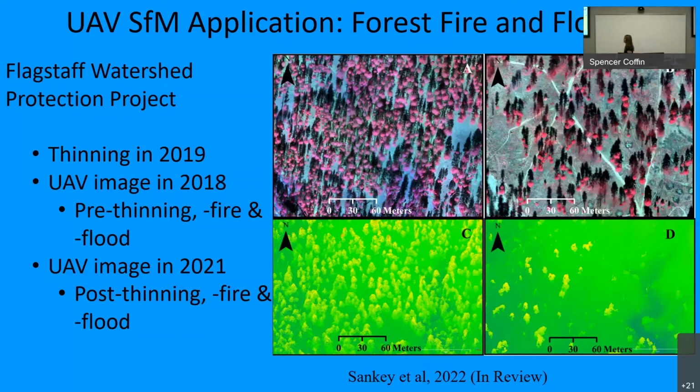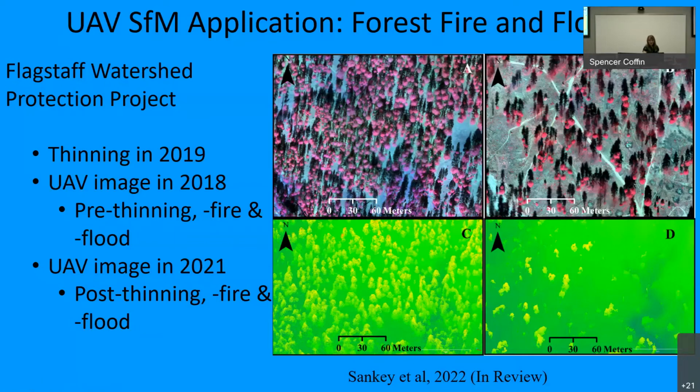And then we can compare the multispectral images up at the top two panels here. Multispectral image of the same area. So this is pre-thinning, and this is post-thinning. So we can estimate the canopy cover reduction from the thinning. Also, we photogrammetrically generated the 3D point cloud data of the same area corresponding in these bottom two panels.